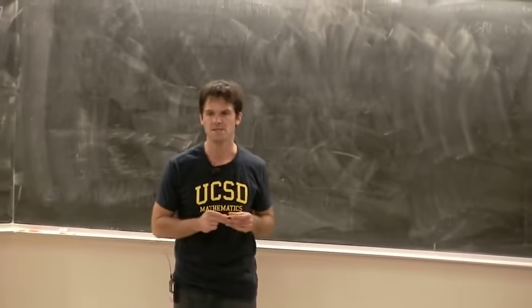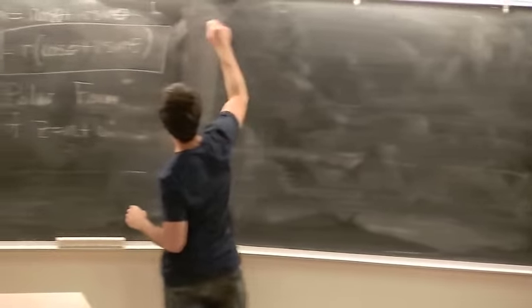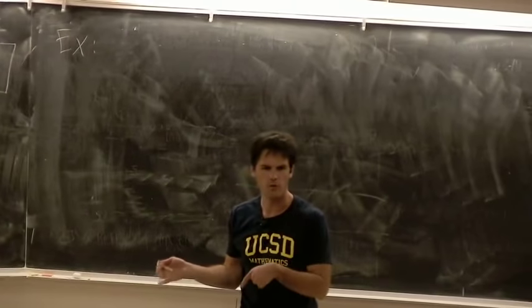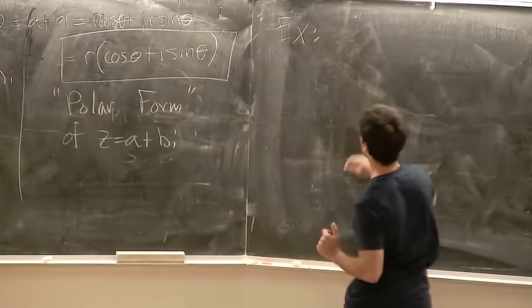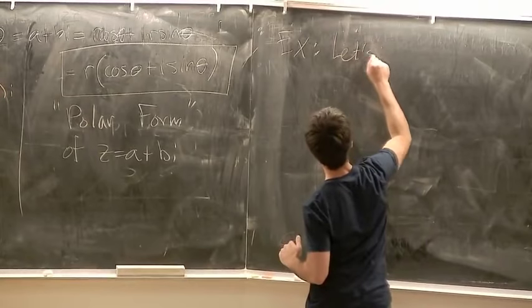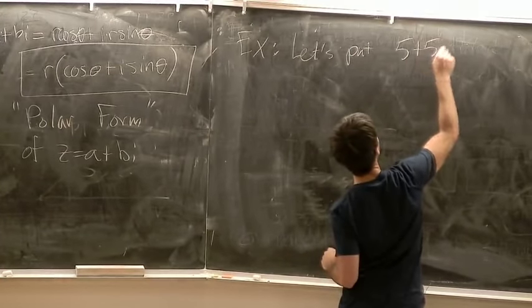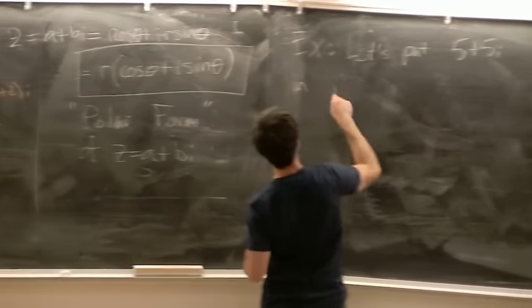So here, let's do an example. How about... It should really just remind you of polar coordinates. It's the exact same type of calculation. So let's put, how about the number 5 plus 5i in polar form?